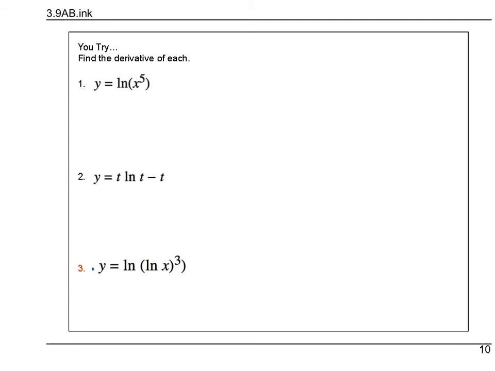Okay, so 3 more for you to try on your own. The parentheses should show this on number 3. Give it a try, and I'm going to leave these blank. I'm going to have us do these in class together.